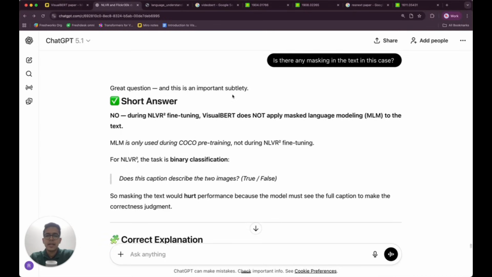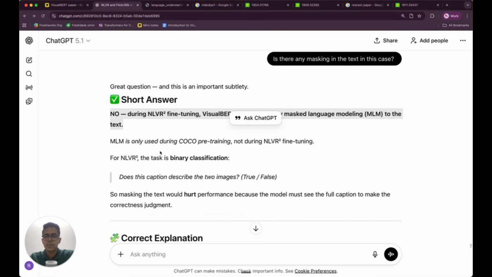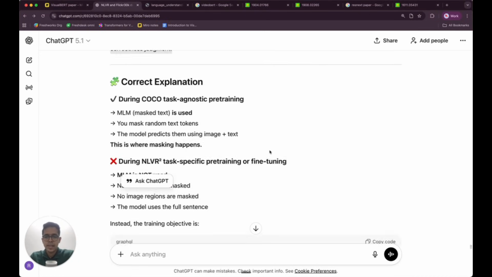Okay, so firstly, is there masking? There is no masking during fine-tuning. VisualBERT does not apply masked language modeling. Oh, I see. So masked language modeling is not applied in the fine-tuning stage. It is only applied in the pre-training stage. Okay, that is good to know. It's just binary classification of true or false. So for the NLVR task, whether the caption describes both images simultaneously or not. Masking would hurt the performance because the model must see the full caption to make a judgment. Okay, for sure. Makes complete sense.